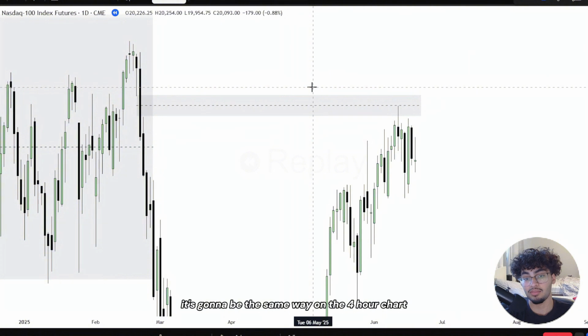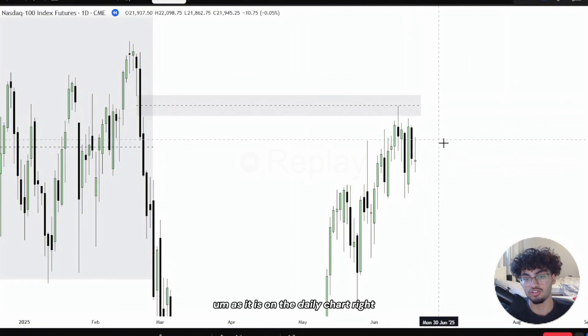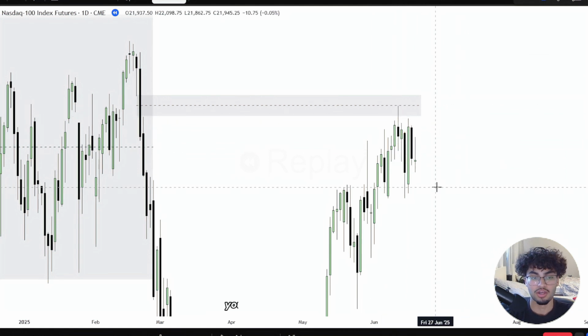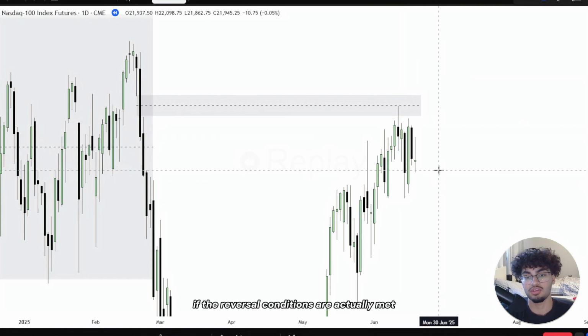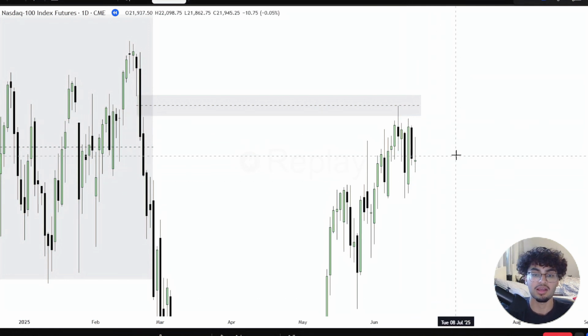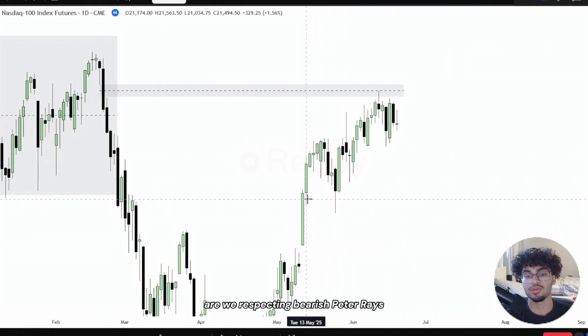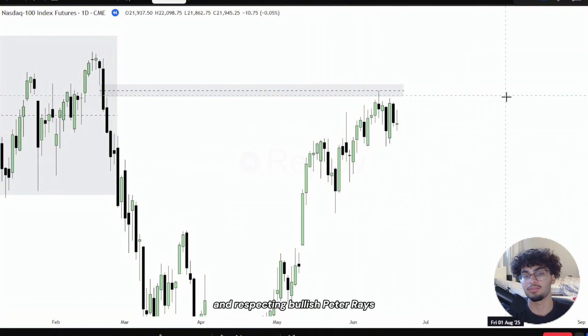It's going to be the same way on the 4-hour chart and the 1-hour chart as it is on the daily chart, right? If you see a strong candle body closure off a higher time frame PD array, you should expect some sort of accumulation or retracement or reversal if the reversal conditions are actually met. Now, another thing for the daily bias is institutional order flow. Are we respecting bearish PD arrays, or are we disrespecting bearish PD arrays and respecting bullish PD arrays?